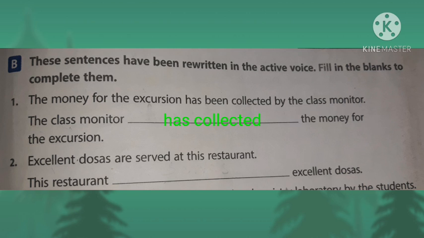Second one: Excellent dosas are served at this restaurant. This restaurant ___ excellent dosas. This is simple present tense, so we have to use serves. The answer is: This restaurant serves excellent dosas. Find out the answers for the rest of the questions.